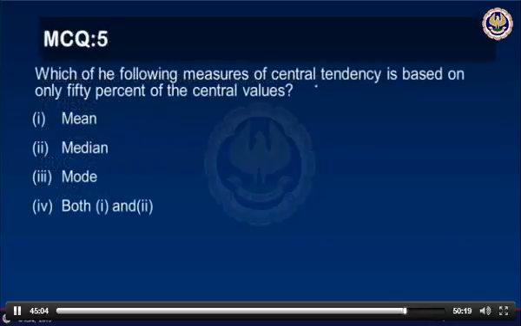Which of the following measures of central tendency is based on only 50% of the observations or values? You know very well, based on the median definition, for these options, mean is not suitable, mode is not suitable, both 1 and 2 also not suitable. So median is the right option for this question.